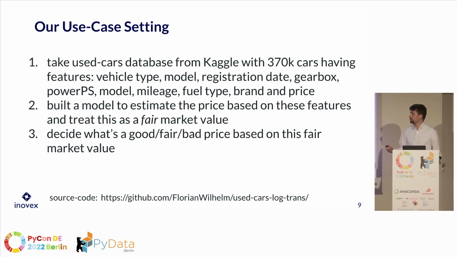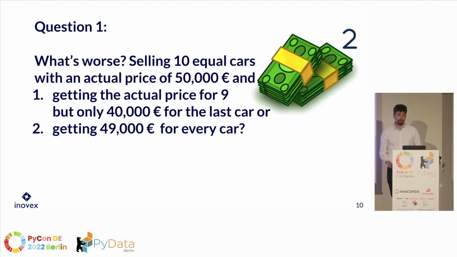So far, we haven't really talked about the metric. To get closer to the question of what metric would actually make sense, let's start with two questions. Assume I had 10 of those cars, and assume that I could get 50,000 for each and every one of them.